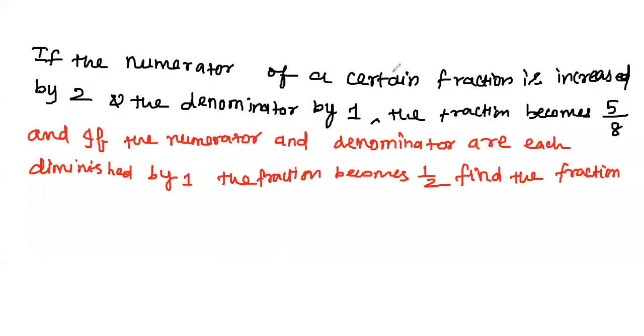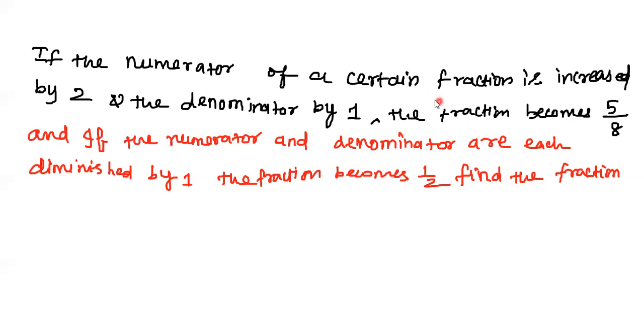Here is the question. If the numerator of a certain fraction is increased by 2 and the denominator by 1, the fraction becomes 5 by 8. So that is the first part of the question. The second part of the question is, and if the numerator and the denominator are each diminished by 1, the fraction becomes 1 by 2. Find the fraction. So this is the question.